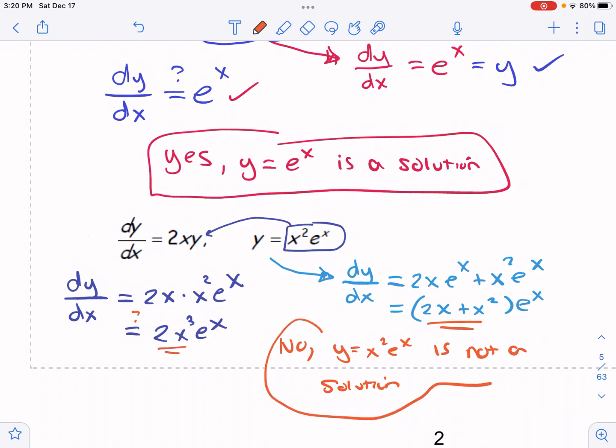That was sloppy. Okay, so there's just a brief introduction to differential equations, and we'll do obviously more examples going forward.